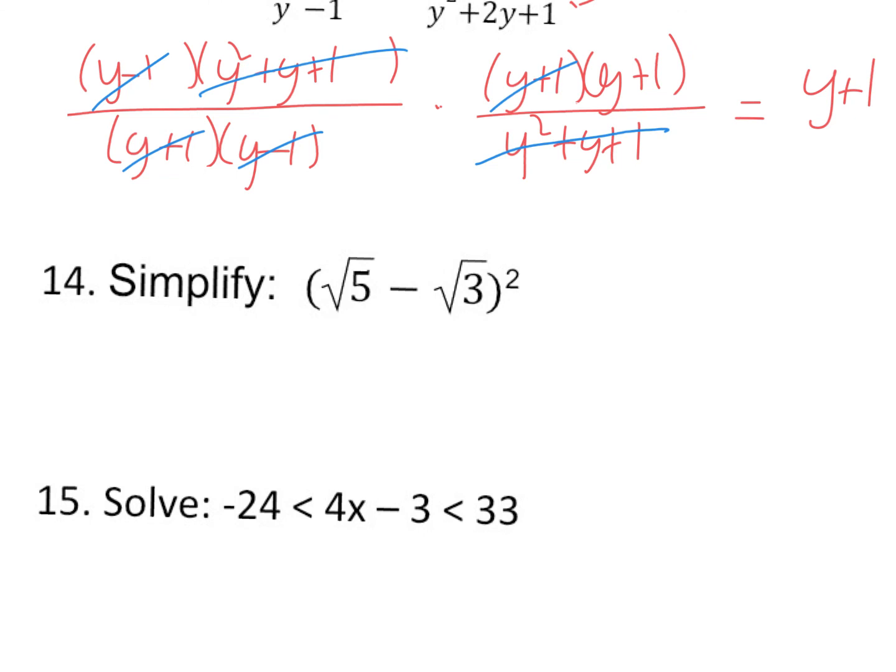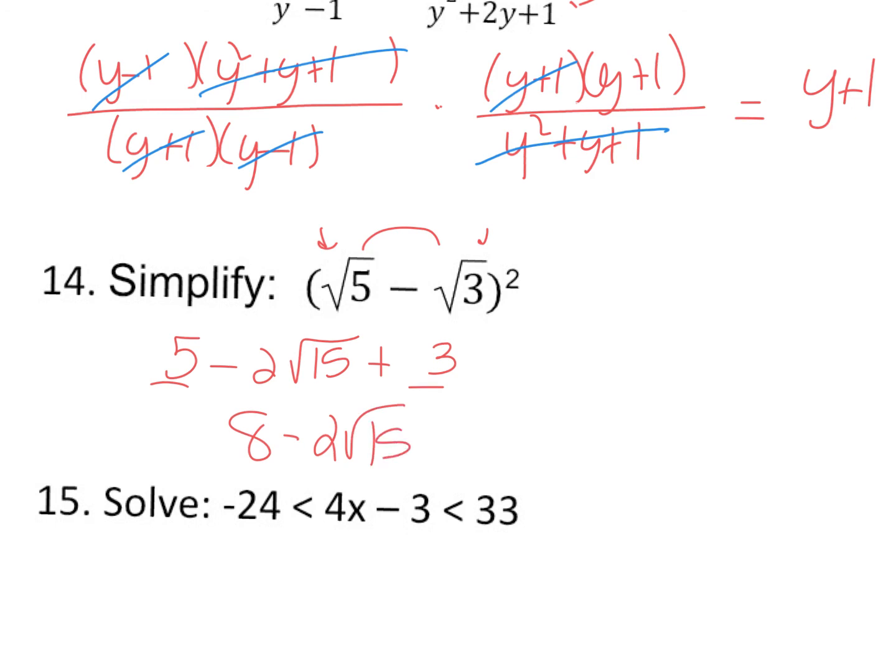Number 14. Square, multiply, double, square. Are you kidding me? Square that. If you square the first term, the square root just goes away. If you multiply these two, you get the square root of 15. If you double the square root of 15, you get 2 root 15. And then the square of root 3 becomes positive, and you get 3 because the radical goes away again. Don't forget to add the 5 and the 3. Everybody keeps forgetting to do that. So you get 8 minus 2 root 15, as far as you can go.